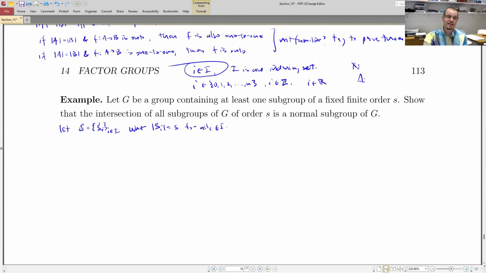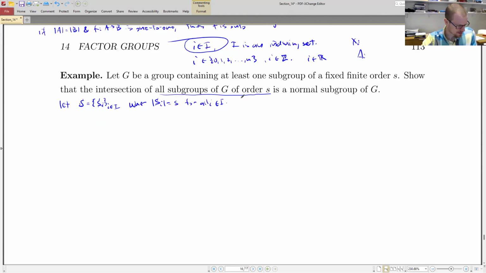So let capital S be the set of sets of subgroups that are of order S. All the subgroups of order S. Everything in here is all of the subgroups of order S. That's all that I want. There might be 5 of them. There might be many of them, right? I don't know. So let S be this. Okay, excellent.